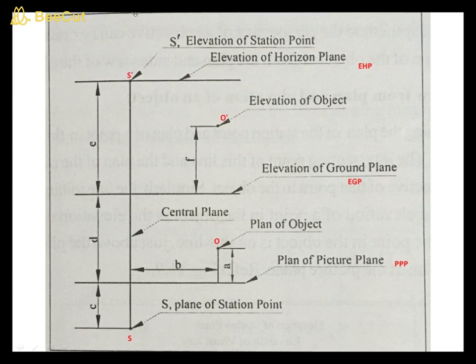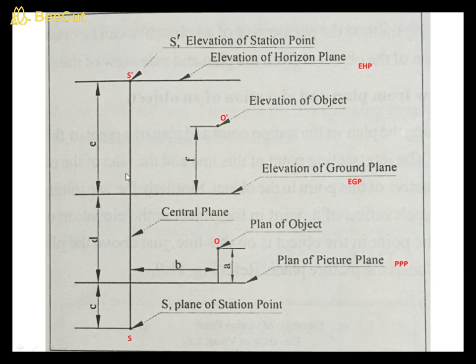So that line is known as the central plane. The central plane is a plane perpendicular to the picture plane and the ground plane. It is a reference for whether the object is on the right side or on the left side. Here the object is on the right side and the observer is towards the left of the object. So you can draw it like this and draw the central plane.